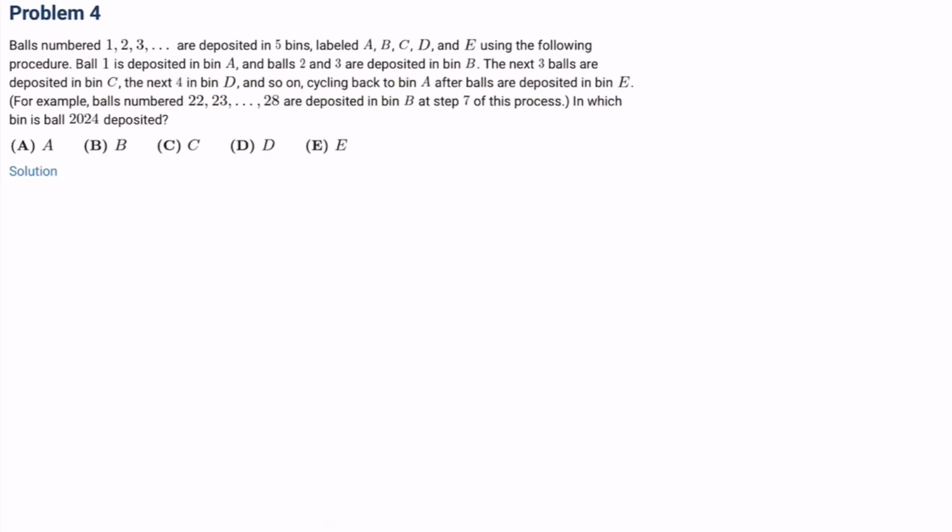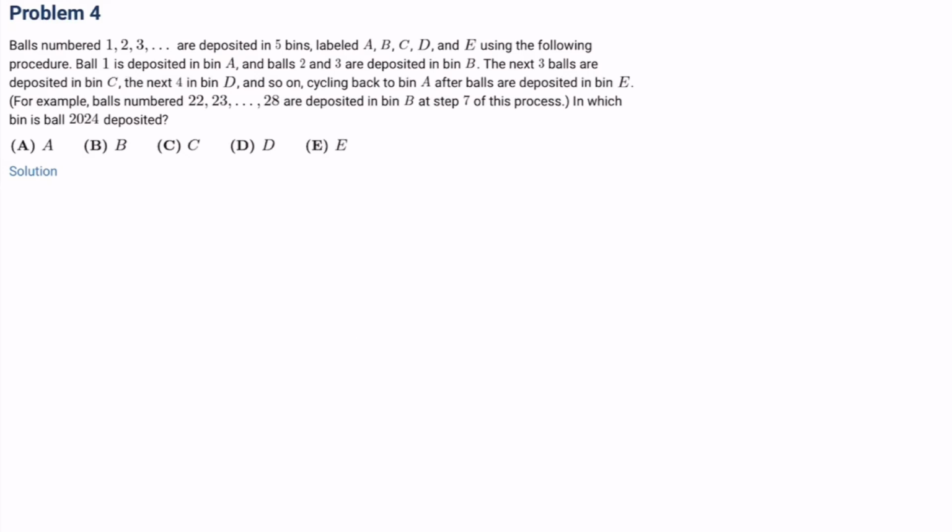are deposited in 5 bins labeled A, B, C, D, and E using the following procedure. Ball 1 is deposited in bin A, balls 2 and 3 are deposited in bin B, the next 3 balls are deposited in bin C, the next 4 in bin D, and so on, cycling back to bin A after balls are deposited in bin E. For example, balls number 22, 23, all the way to 28 are deposited in bin B at step 7 of this process. In which bin is ball 2024 deposited?